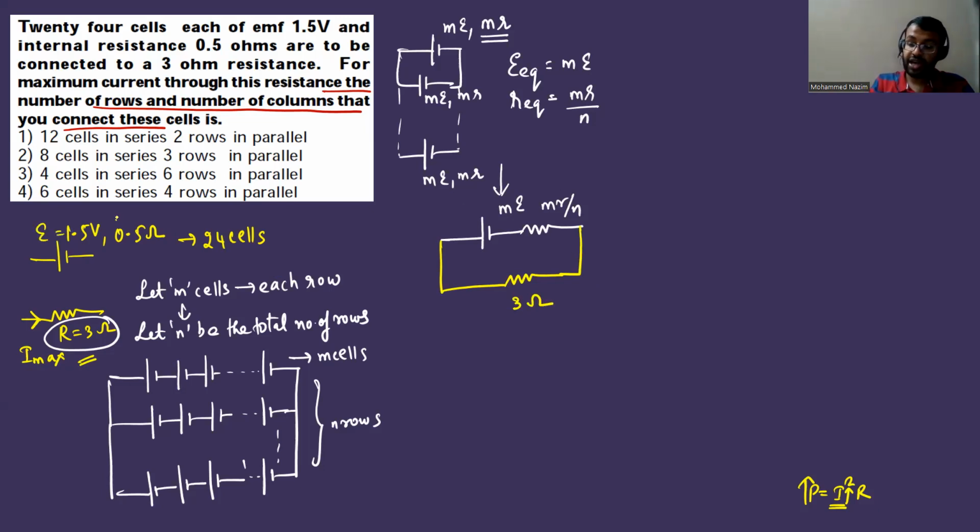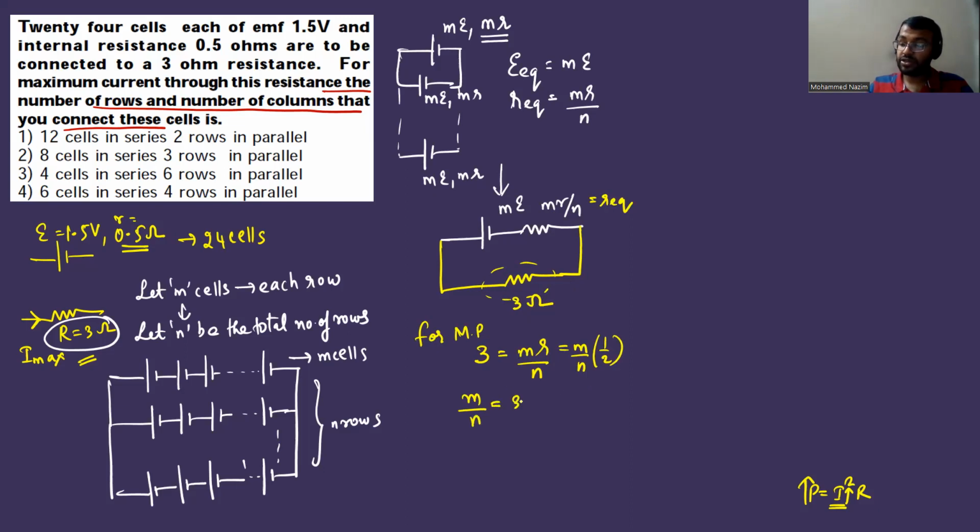We can substitute E is 1.5 and R is equal to 0.5 ohm. And what is the condition? I told you, for maximum power to be delivered across this load of 3 ohm, that is, maximum current to flow, 3 ohm should be equal to the equivalent resistance, which is M into R divided by N. What is the R value, people? 0.5, which is nothing but half. So it is M into half divided by N. So 2 will go that side. You will get M by N equal to 3 into 2, which is 6. You get one equation: M by N is equal to 6.